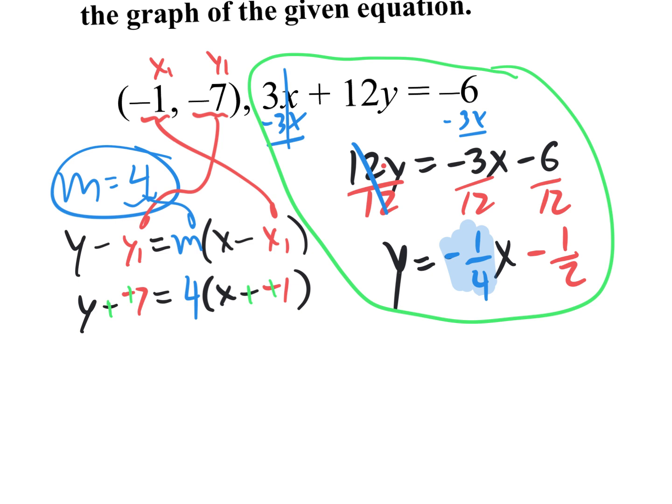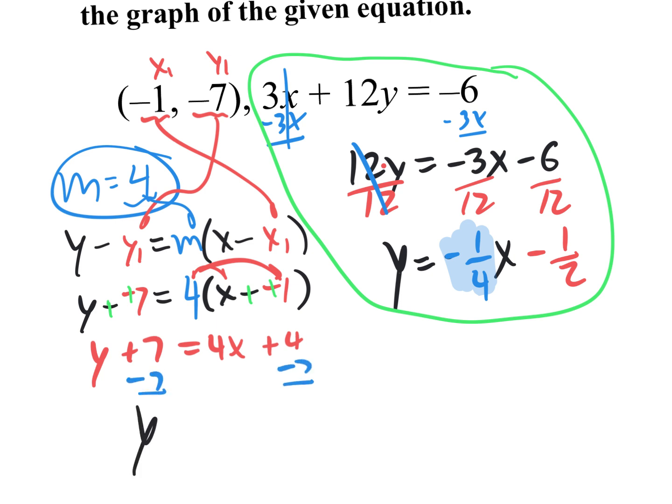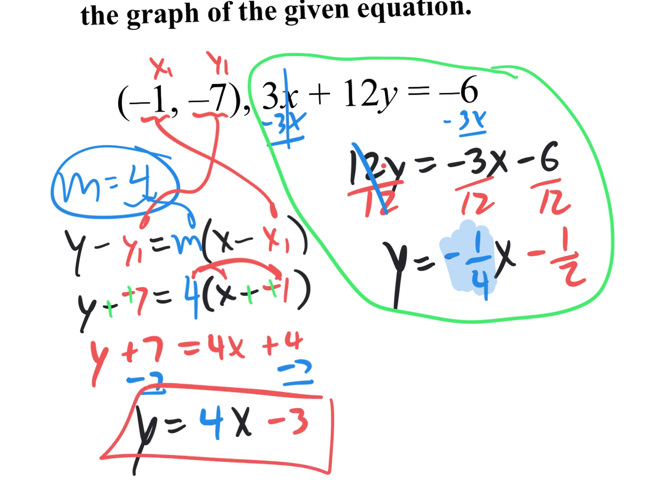But they're asking for slope-intercept. Slope-intercept is y equals mx plus b. Slope-intercept doesn't have parentheses. So we're going to get rid of those parentheses. How? Distributing. 4 times x, 4x, 4 times +1, +4. Bring down the equal sign, bring down the +7, bring down the y. We almost have y by itself. We're going to subtract 7, and you're going to have y by itself. y equals mx plus b: 4x plus -3. I'm just going to write it as a -3. And there's your slope-intercept form equation.